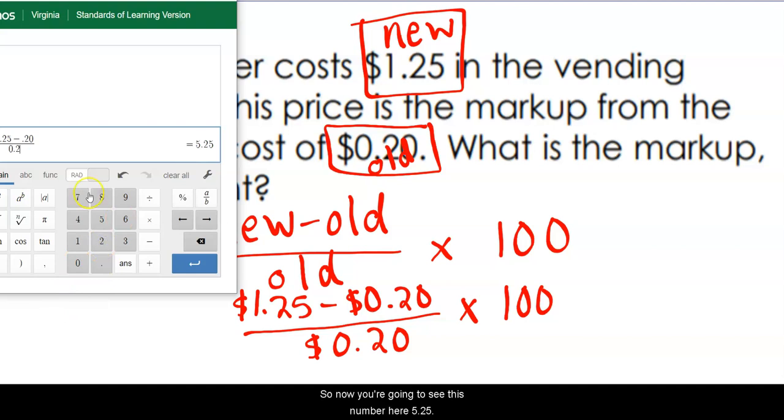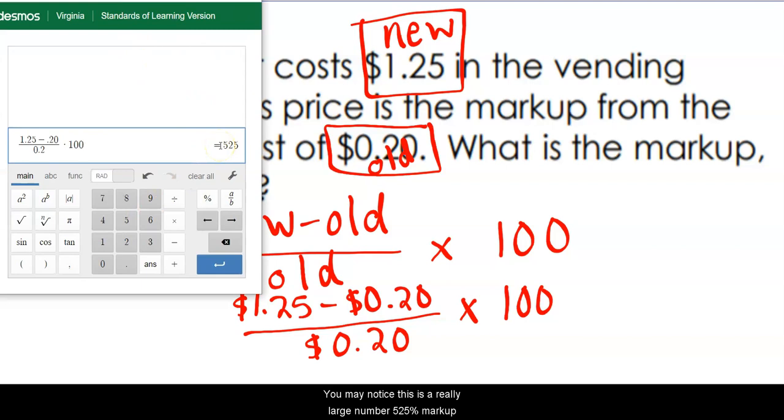Okay, so now you're going to see this number here, 5.25. You may be tempted to stop here because you think, well, that's 5.25%, but remember, that's the decimal value. So you need to remember to multiply times 100, and then that will give you the percent markup. You may notice this is a really large number, 525% markup. Well, if you look at the difference in values from the 20 cent of the old price to the $1.25 of the new price, you can see that it's increased more than 5 times the original value, hence 525%.